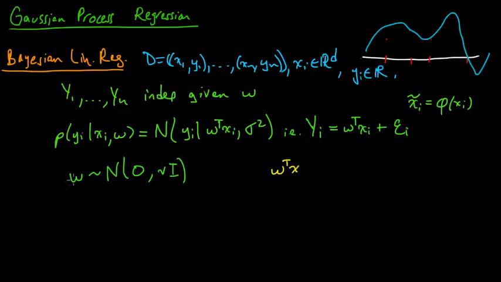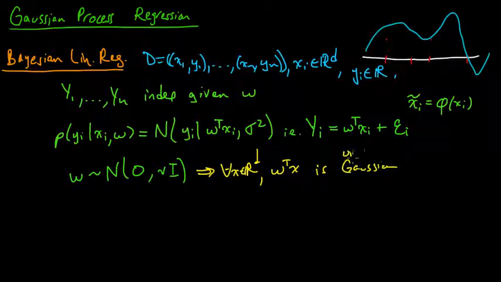Well, since w is a multivariate Gaussian, then this is a univariate Gaussian, right? For any x in Rd, w transpose x is a univariate Gaussian, just from the definition of a multivariate Gaussian, because this is a linear combination of the entries of this multivariate Gaussian, and therefore it's univariate Gaussian.